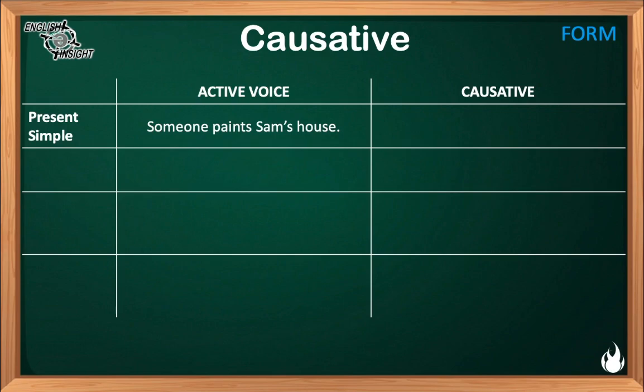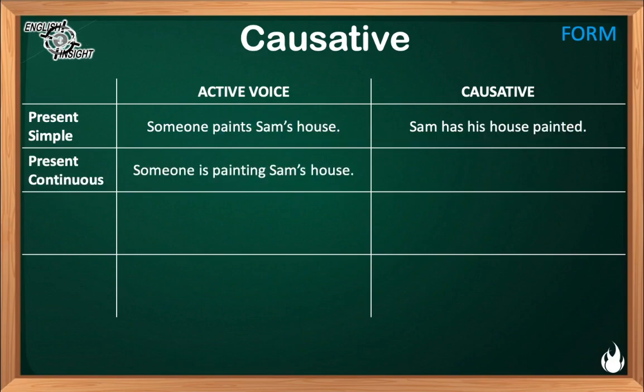Let's analyze causative in present simple. In active voice, we say, someone paints Sam's house. And in causative, Sam has his house painted. Sam is the beneficiary of the activity. That is the first element. The main verb is in present simple. That's the reason why we have the auxiliary has. The object is Sam's house, and the main verb conjugated in past participle.